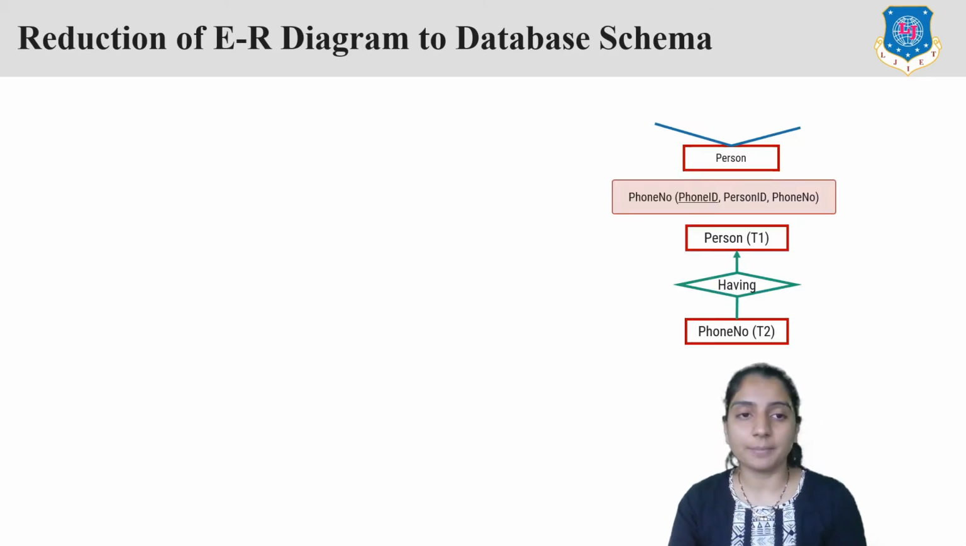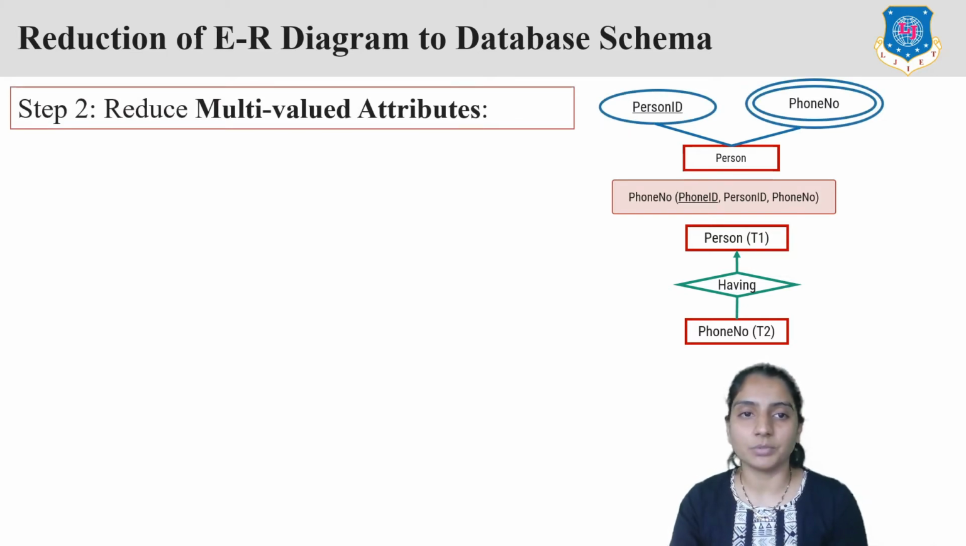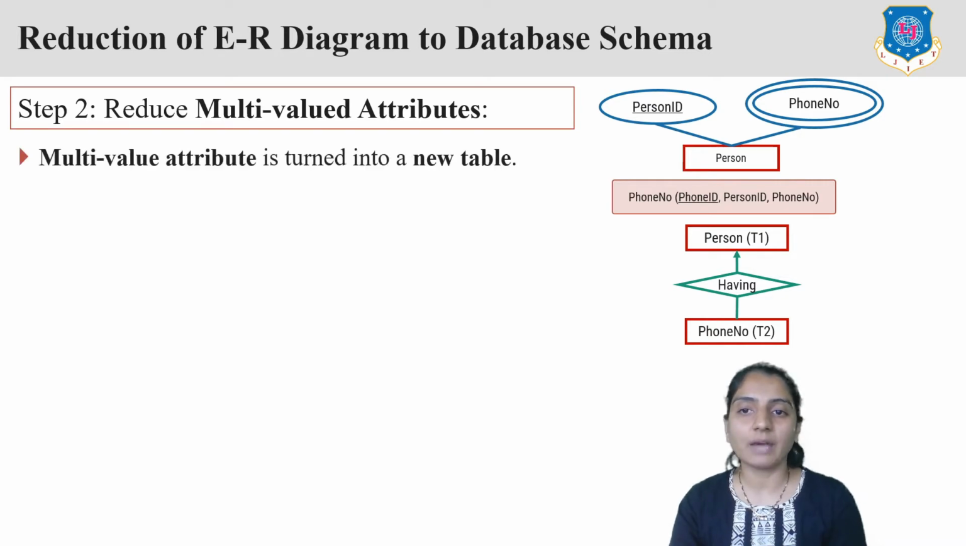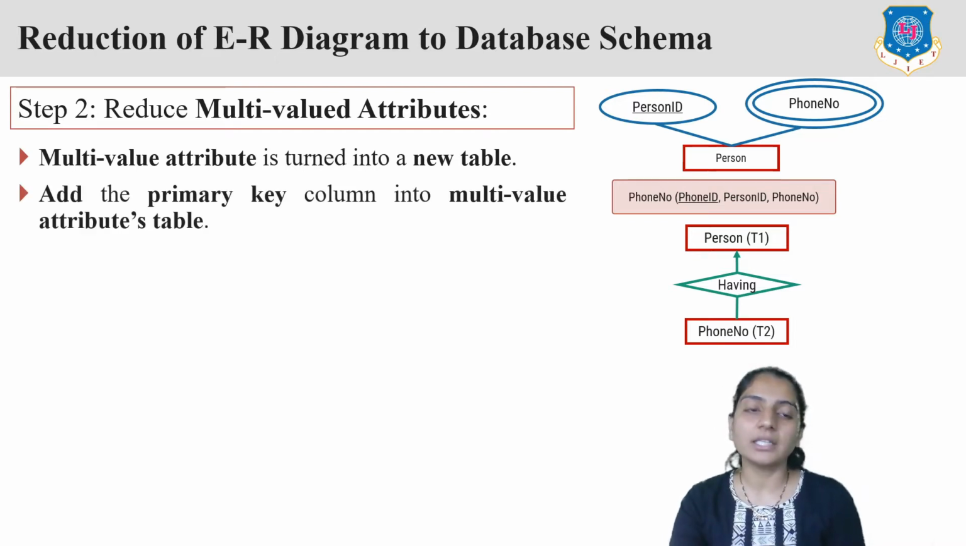In our second step, we have to reduce the multi-value attribute. A multi-value attribute means an attribute which has more than one value. So here in our example, we have one attribute, phone number. That is a multi-value attribute because any entity can have more than one phone number. So we have to reduce the multi-value attribute, and the multi-value attribute is turned into a new table. We have to add a new primary key for that new table, and the foreign key provided to that new table is the primary key of our original table.